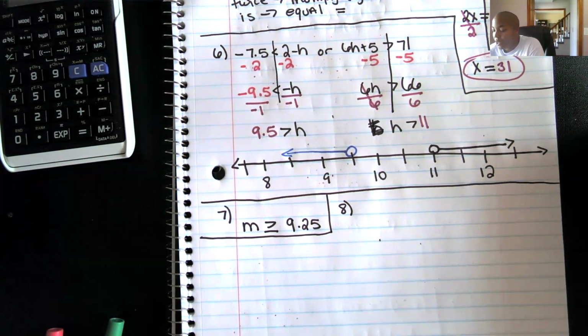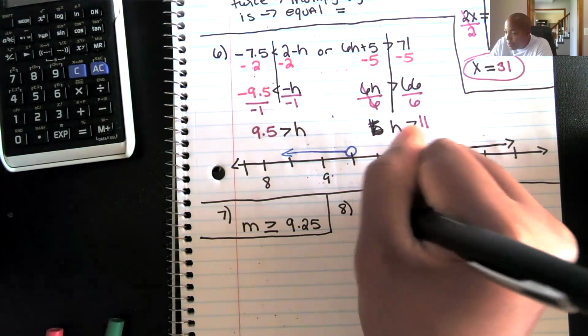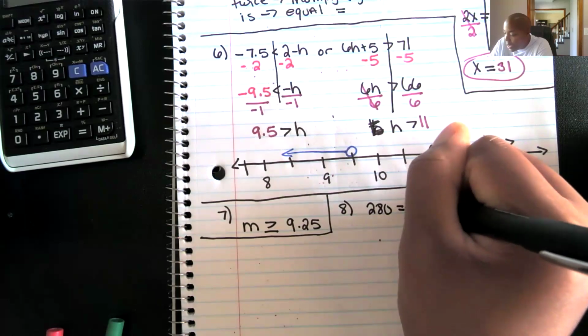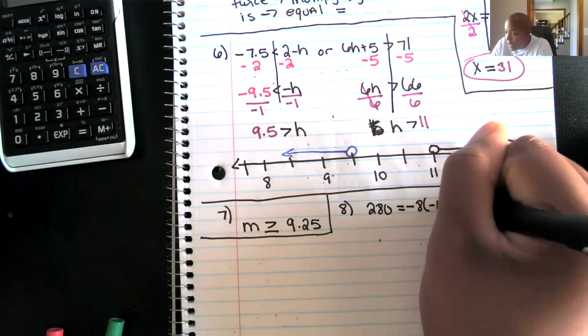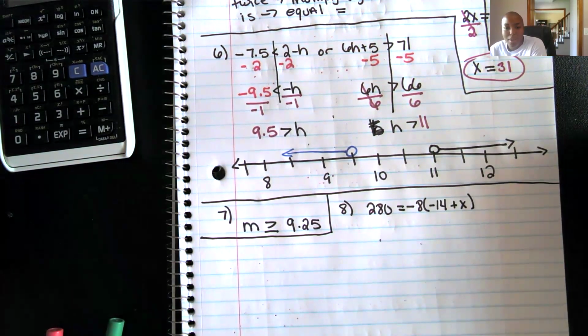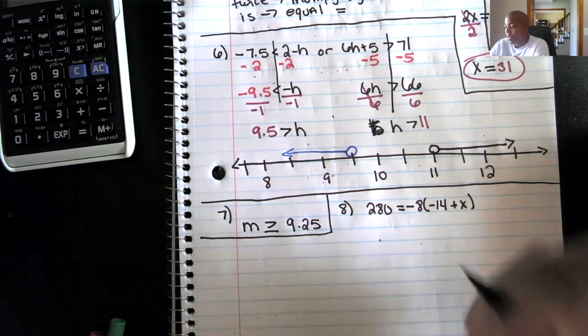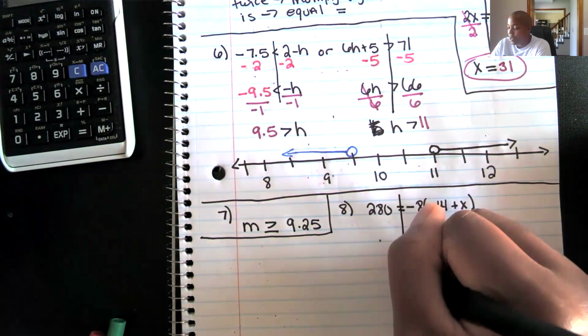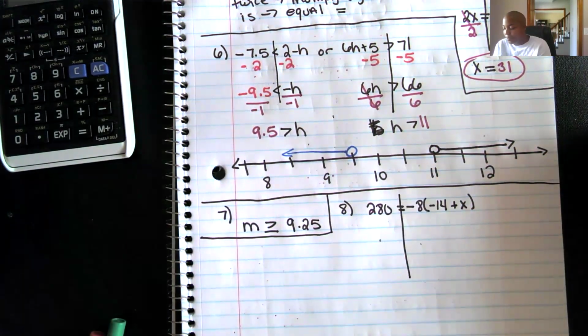What is the solution to the equation 280 equals -8 times (-14 plus x)? There's a couple ways you could solve this. Typically, distributive property, subtract, and then divide. You could divide first if you wanted to. Doesn't really matter. But we'll do our normal steps. Usually I flip this around, but I'll show you that it doesn't matter which direction you solve it in, you'll still get the same answer.